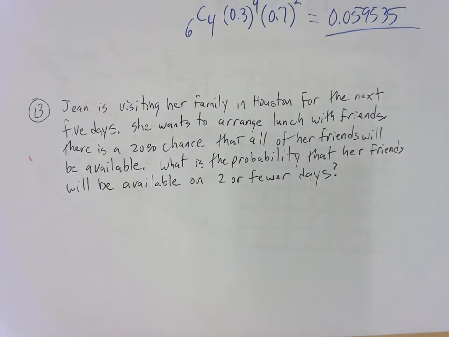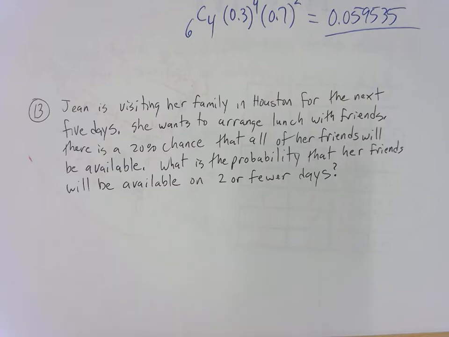All right, getting close to the end here. Jean is visiting her family in Houston for the next 5 days. She wants to arrange lunch with friends, and there's a 20% chance that all the friends will be available. What's the probability that her friends will be available on 2 or fewer days? So Jean wants to see friends 2 or fewer days.